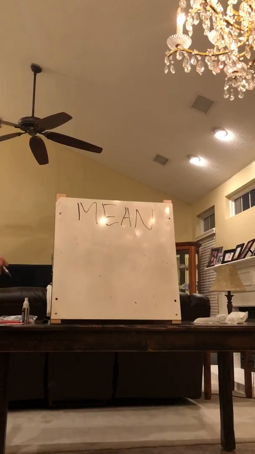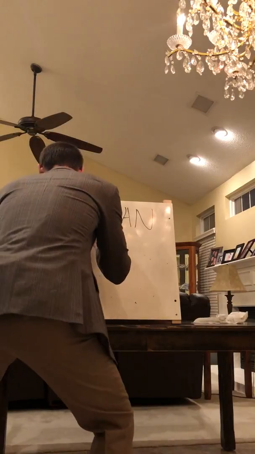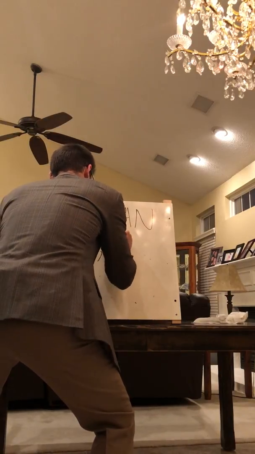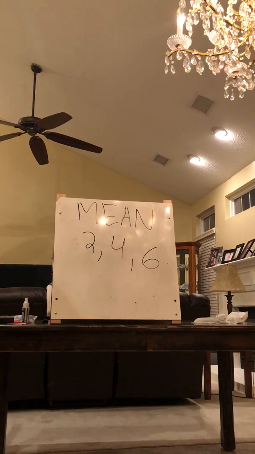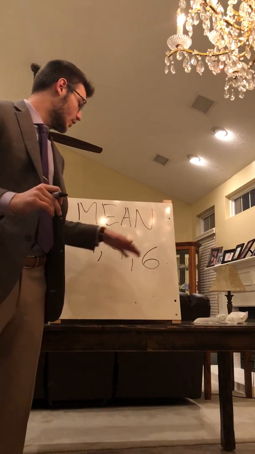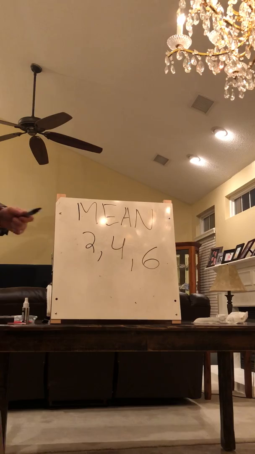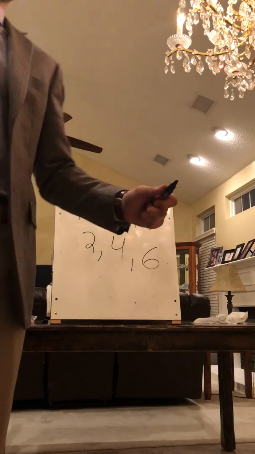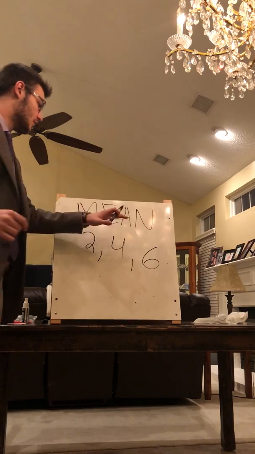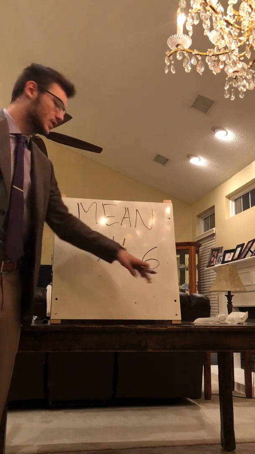All right, so get your whiteboards out again, and we're going to go over a few problems of what a mean is. So we have three numbers, 2, 4, and 6. We have to find the mean. What is the mean? The average. That's right. So we have to find the average of 2, 4, and 6.